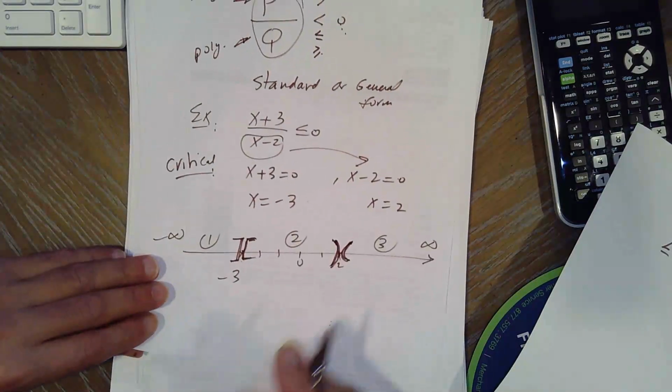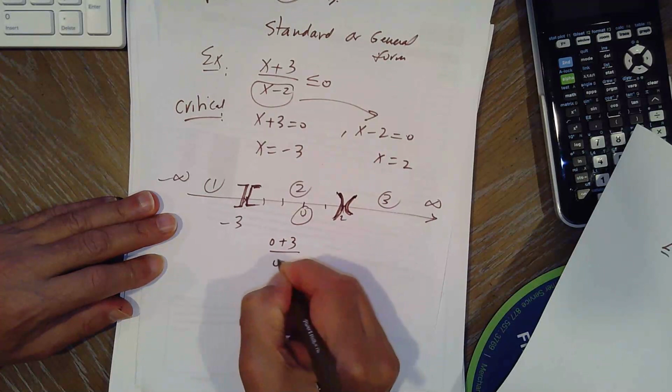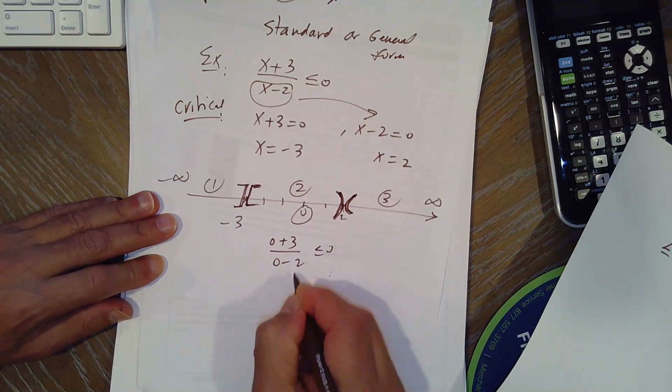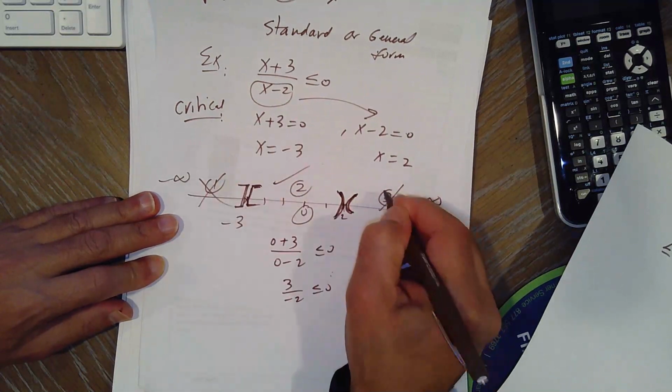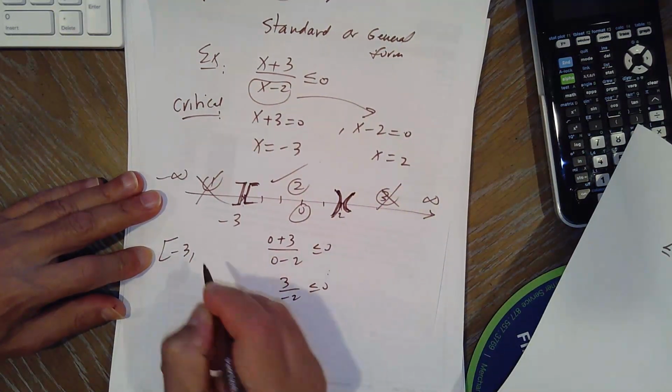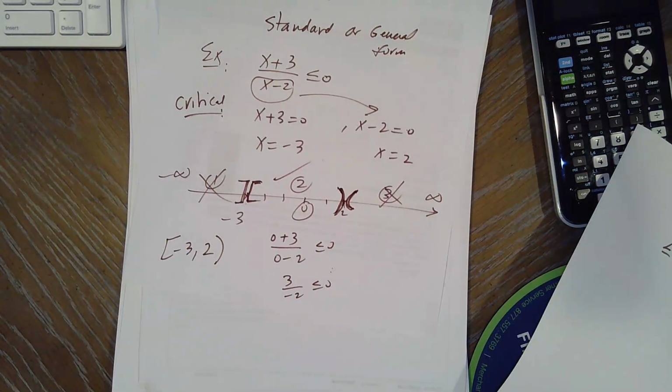So now we're going to do the test value. We're going to pick 0 and we're going to assume alternating unless we have 3 over negative 2, which is true. So this is true, false, false. So negative 3 and all the way to 2, not including 2 though, is the solution.